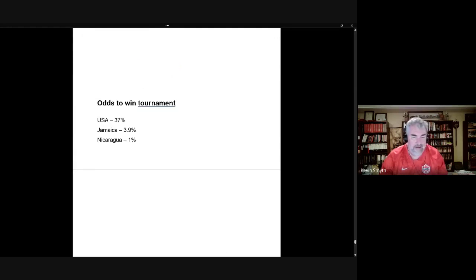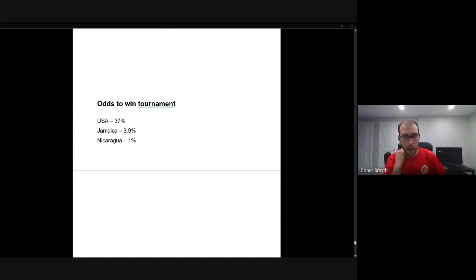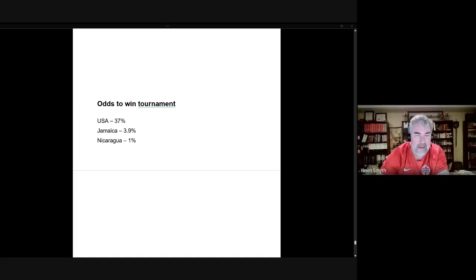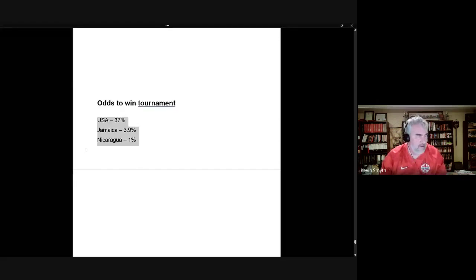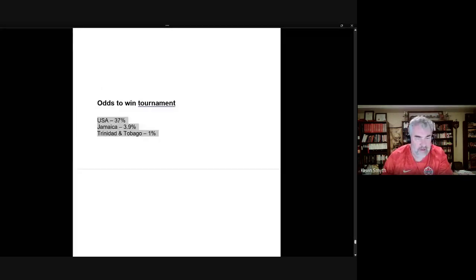Connor, I did try to find odds for winning the group, but I wasn't able to find any on the internet. So all we have is these overall odds to win the tournament. USA is given a 37% chance, so up there with Mexico as the best. No surprise, they're the two teams that always win it. Jamaica, 3.9% chance, and Nicaragua, now Trinidad, both with about a 1% chance. Maybe Trinidad and Tobago slightly higher because of their record. I don't know why I have that graphic there, but it actually is still Trinidad and Tobago at 1%.